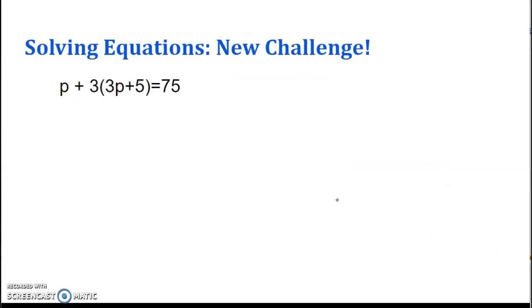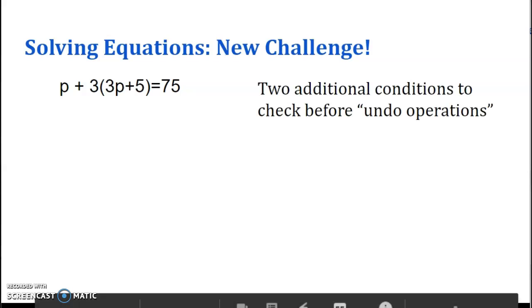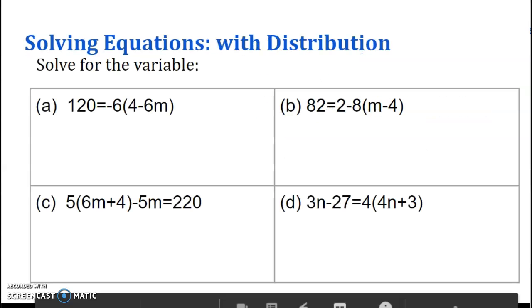So solving equations, the new challenge is when you see a problem like this, p is equal to 3 times 3p plus 5 is equal to 75. What do we say that we need to do? We need to distribute the 3. Okay, and we've done that. And then you combine like terms.